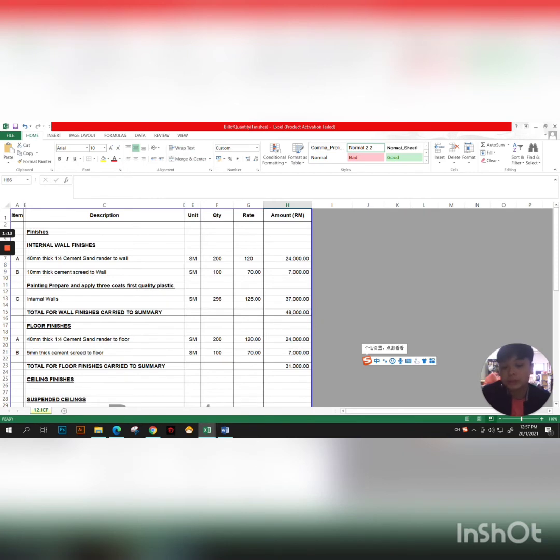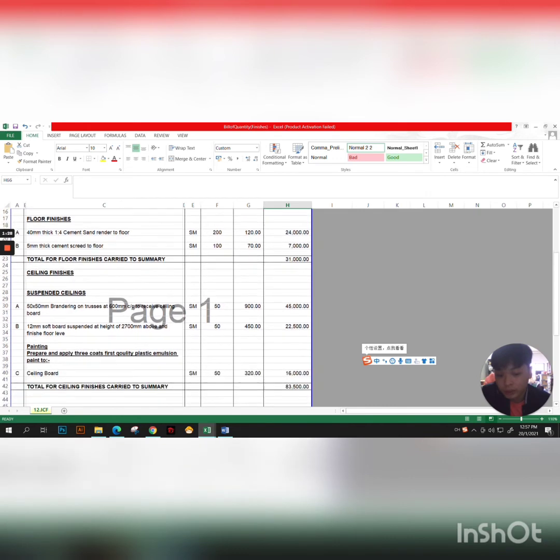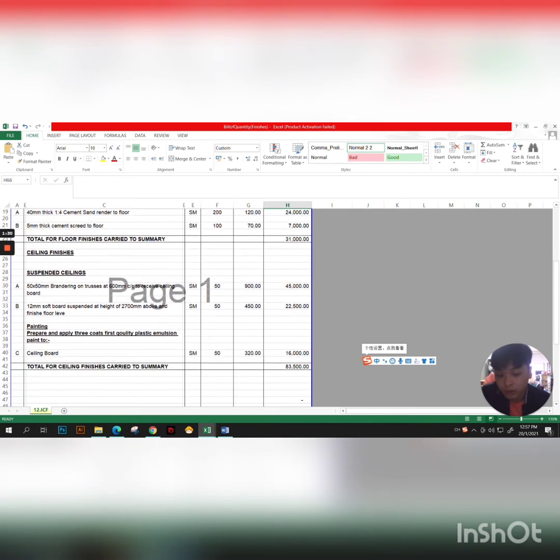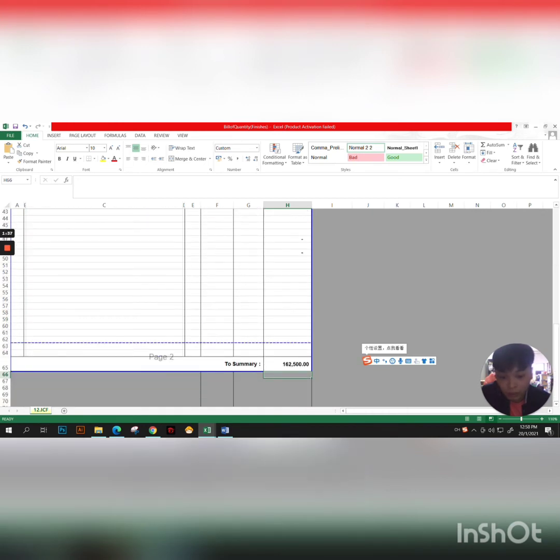The next part is the finishes. For the internal wall finish, the total cost is 48,000 ringgit. Besides that, the total cost for the floor finish is 31,000 ringgit. And for the ceiling finish, the total cost is 83,500 ringgit. The sum of the finishes is 162,500 ringgit.